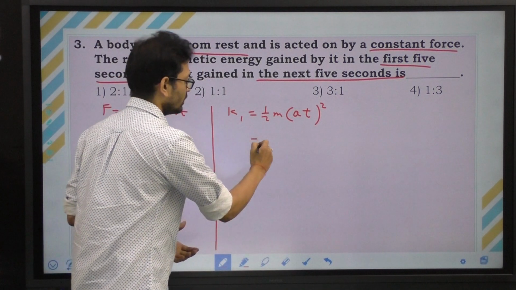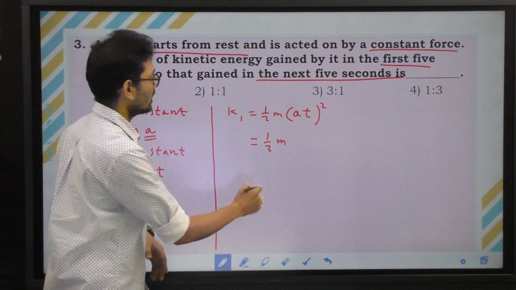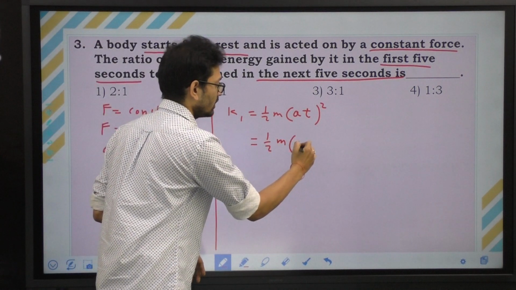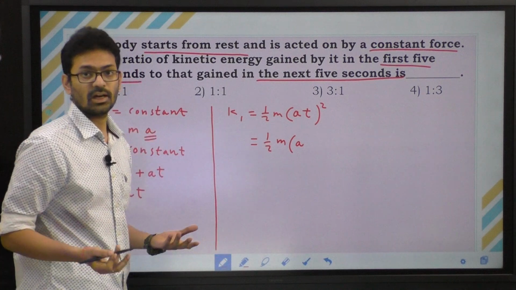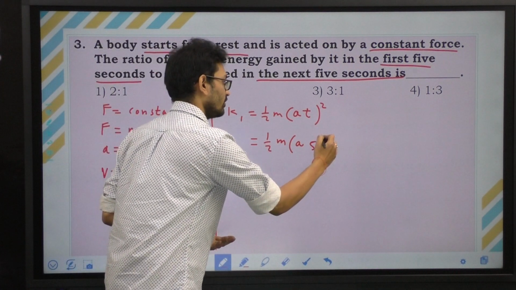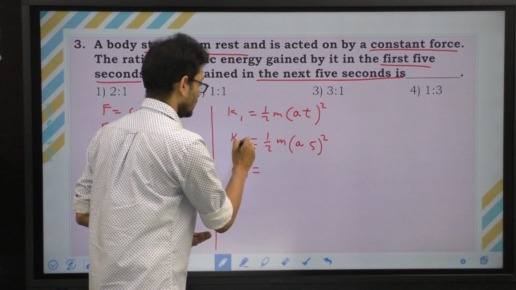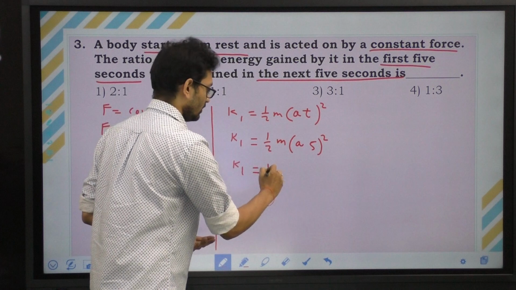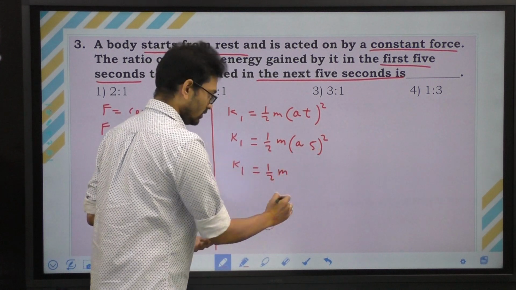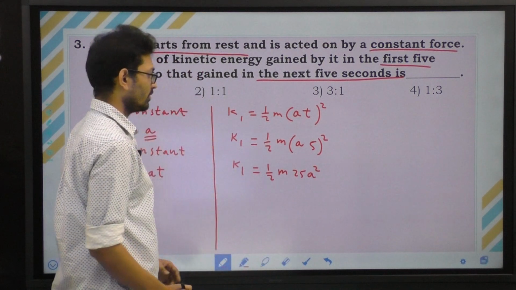Now this is K1. In this, half m is known, A we do not know, and time is given as 5, and you have a whole square over here. That is nothing but K1 equals half m times 25 A squared. This is for K1.